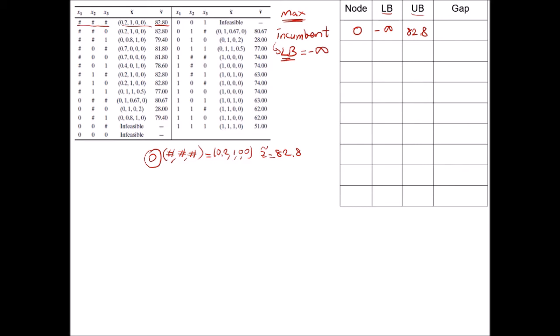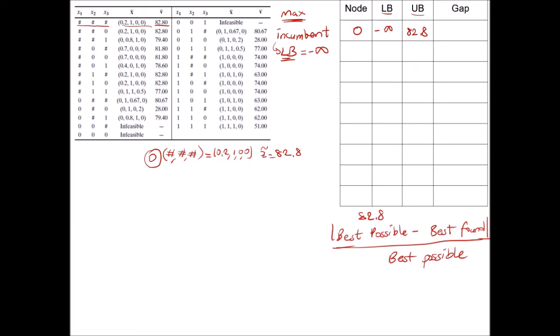And how do we calculate the gap values? It will be calculated like this: best possible minus best integer or best found solution, divided by best possible. Okay, so I will put this in absolute values. It cannot be negative. Okay, so best possible value. What is the best possible? 82.8. It is the upper bound for a maximization problem.